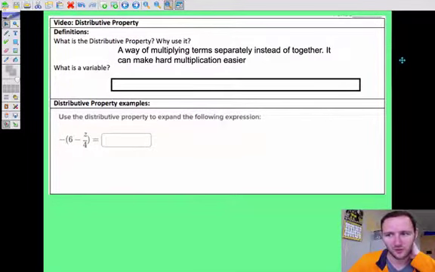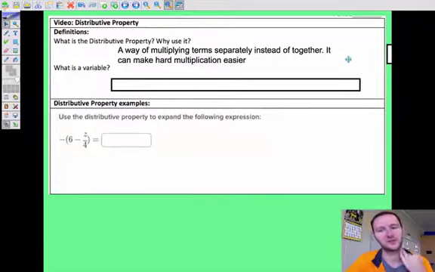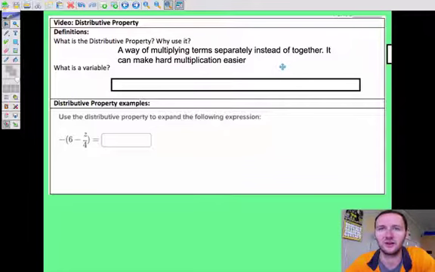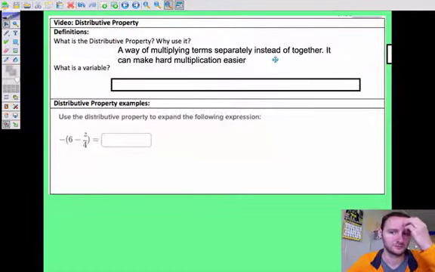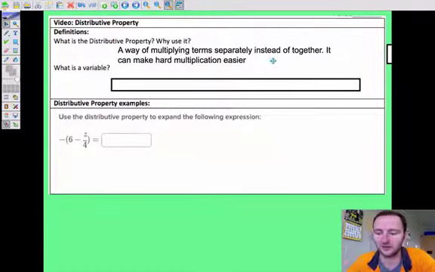The distributive property is a way of multiplying terms separately instead of together. And because it's separate, it can make really hard multiplication easier. While you're copying that down, just a little bit of extra on that. Sometimes if you have two huge numbers that you have to multiply together, you've been taught that it's easier to break it down and multiply it in pieces. That's kind of what distributive property is.